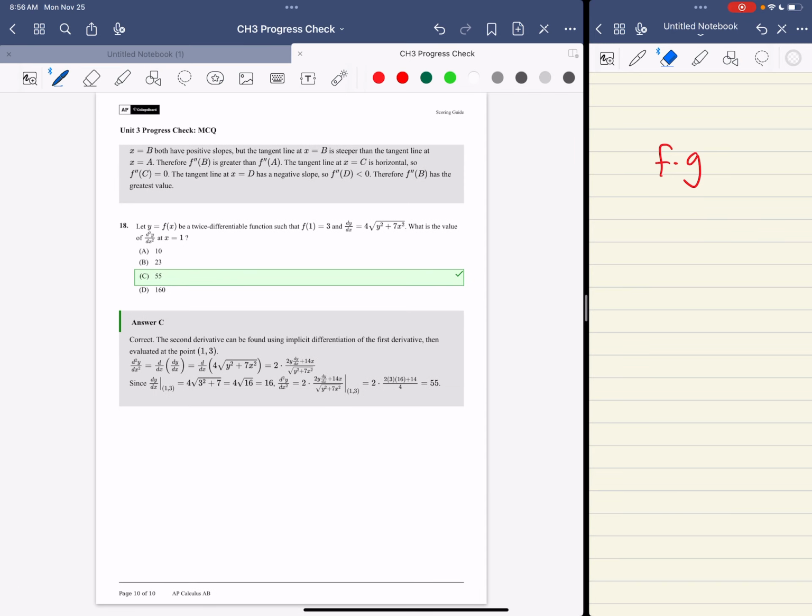Number 18, so we got f of 1 equals 3 and dy/dx is equal to this. What is the value of this? Oh my goodness. So basically we have to differentiate this. So let's do this one.